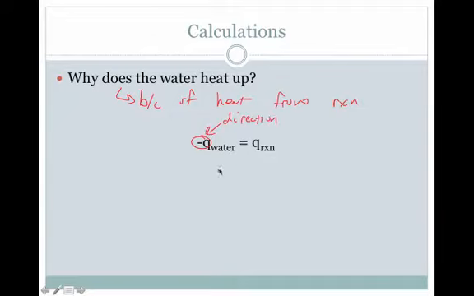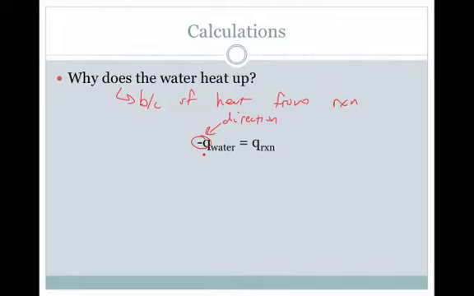Because the heat is coming out of the reaction and it is going into the water, we have to pop in that negative sign to make the two of these things equal. One of them will naturally be negative, one will be naturally positive. To allow those negatives and positives to cancel out, we have to add this extra negative sign in. However, this doesn't really do a whole lot for us.